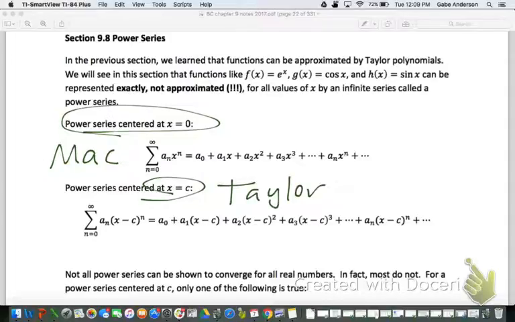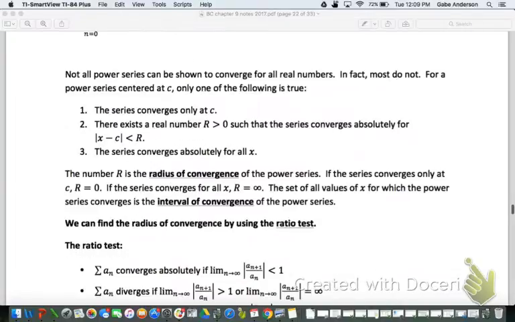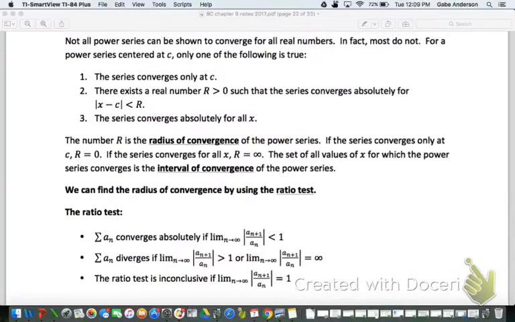Those are those constructions you see where a sub 3 is just some coefficient based on the whole factorial thing in the f prime or f double prime. But the point with power series is that convergence is something we want to measure. So there are 3 possibilities. The series might only converge at the centering point. That might be the only spot that it ever really truly converges.